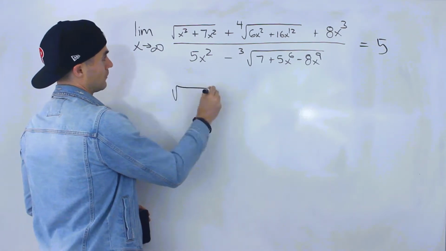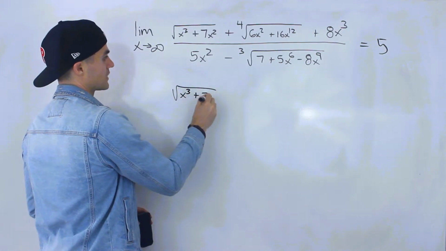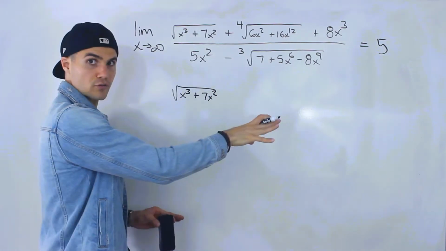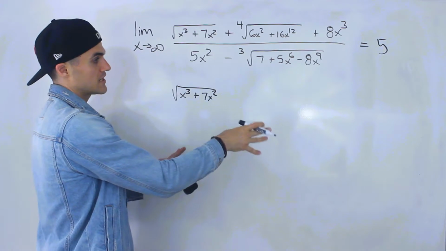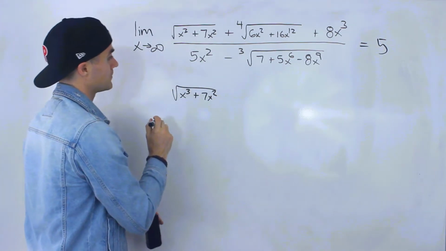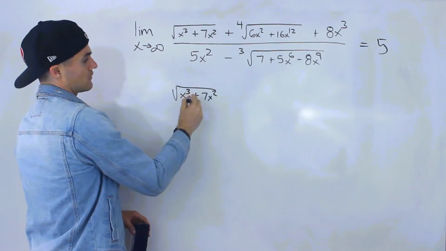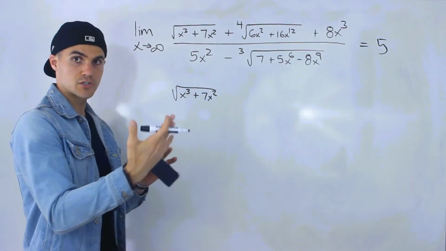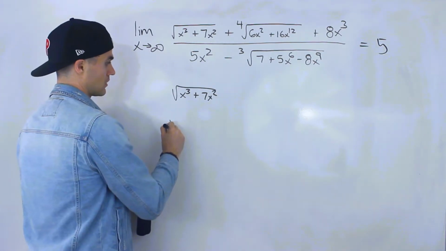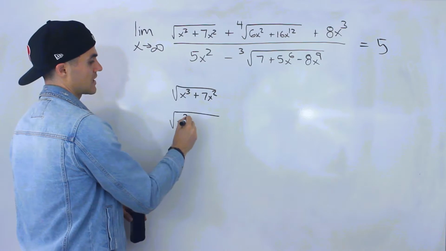I'm going to work with this expression first: x to the power 3 plus 7x squared. I'm going to do a bunch of side work first, and then take the results of that side work and bring it back to the main limit. So dealing with the square root of x to the 3 plus 7x squared, the first thing you want to do is factor out, within that square root, x to the highest power, which is 3 in this case.